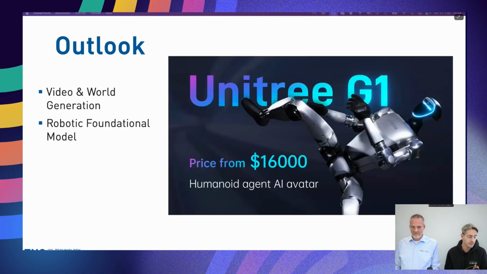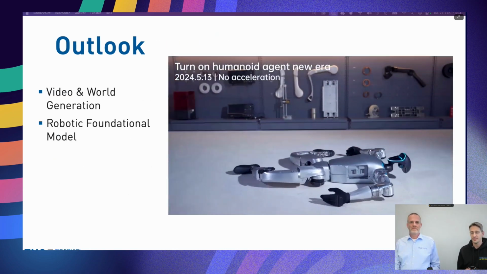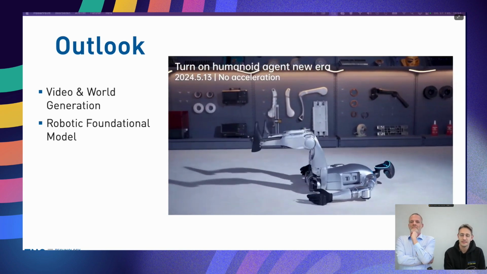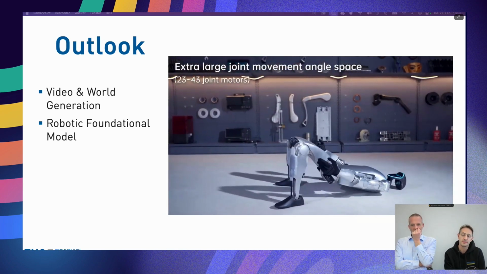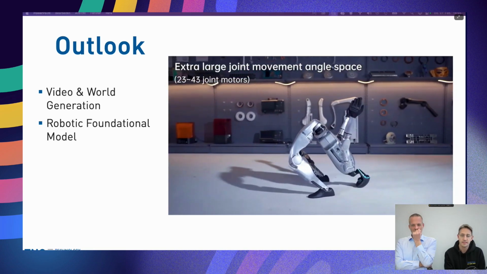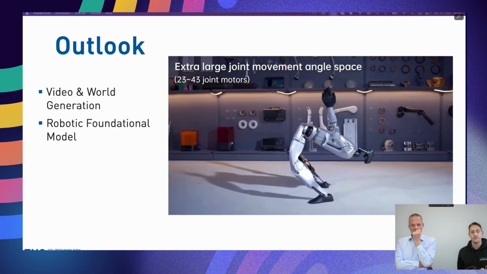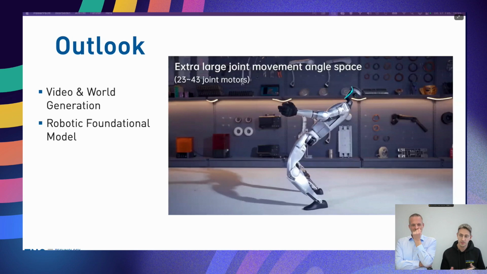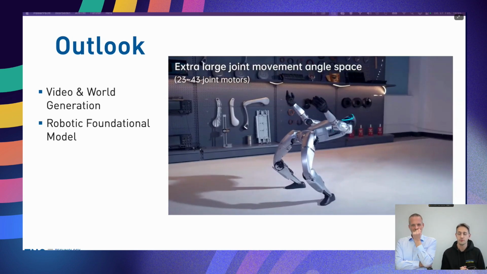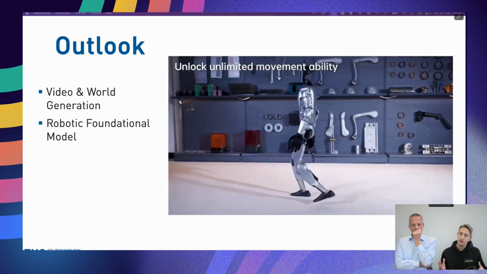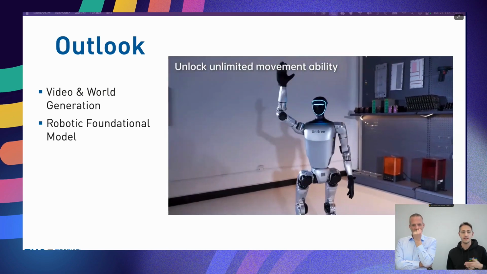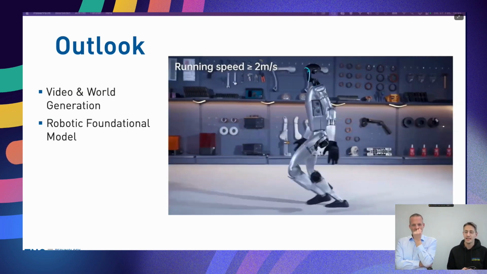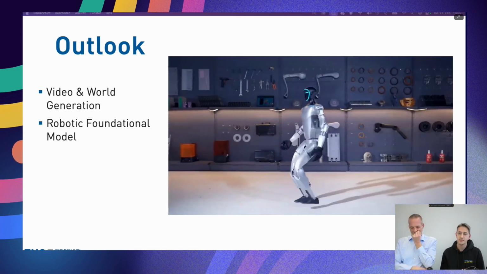But let's have a look at the outlook, because we really thought, hey, let's take this to the next step. And this is what our next steps at TNG will also look like. So we will have a look at video and world generation models. World generation basically means that you create a video of the real world with which you can train robots, and a robotic foundational model can then be used to really steer a robot.